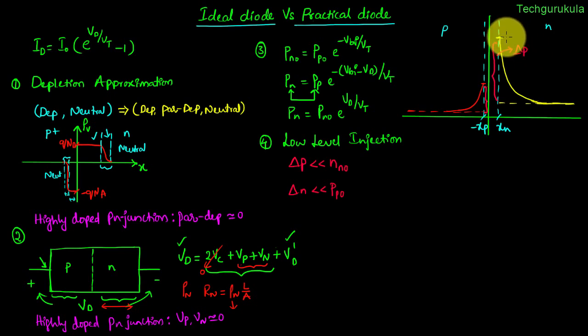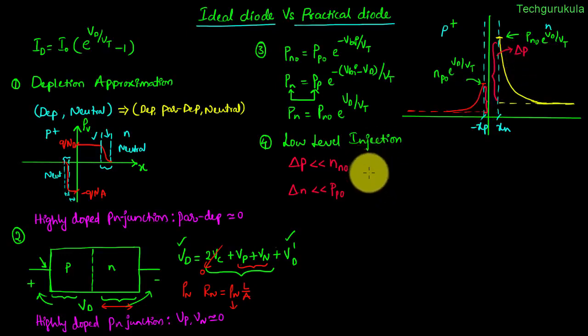So we can say this value would be Pn naught times e power Vd over Vt, and along the same lines we can write this is Np naught times e power Vd over Vt. As N side is lightly doped compared to P side, as P is P plus, Np naught would be less compared to Pn naught. As a result, this del N is small compared to del P.